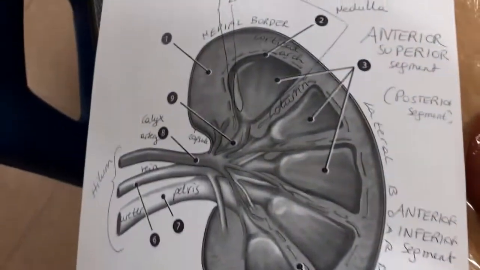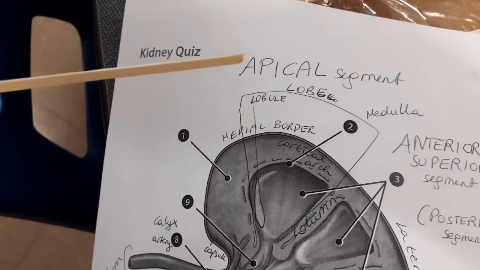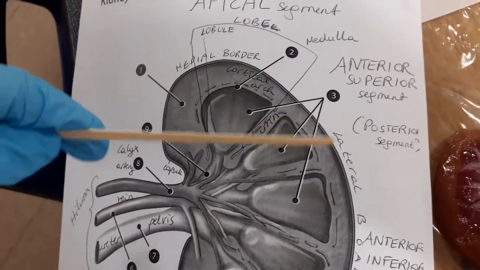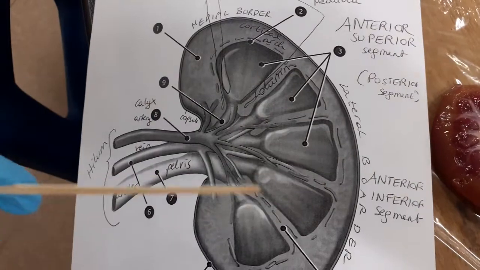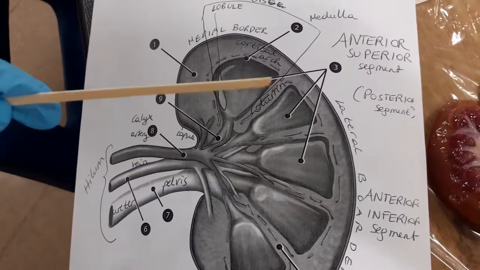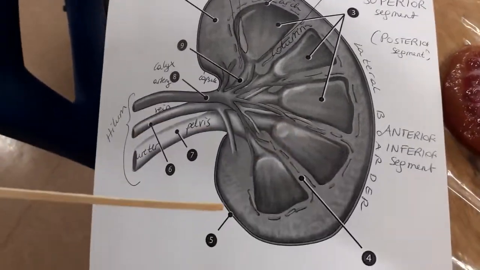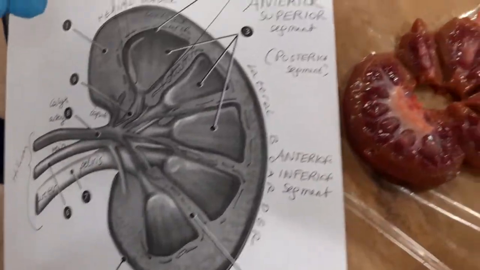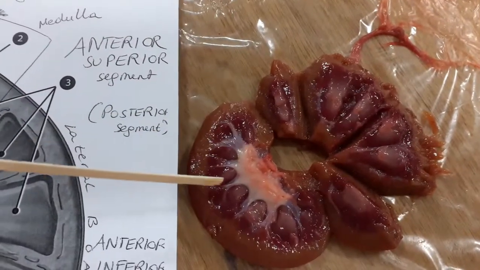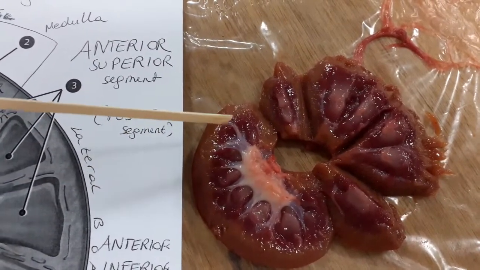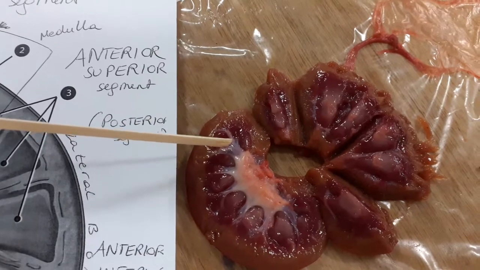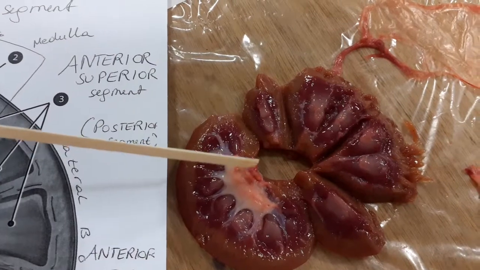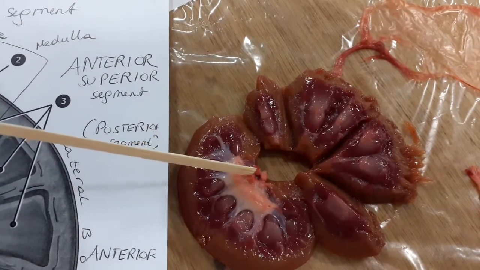We also have, as you can see on our picture, the apical segment, the anterior superior, the anterior inferior, and behind those two is the posterior and then the inferior segment. In this section we can also see the minor calyx, here very nicely visible, then the major calyx and the pelvis, then leading into the ureter.